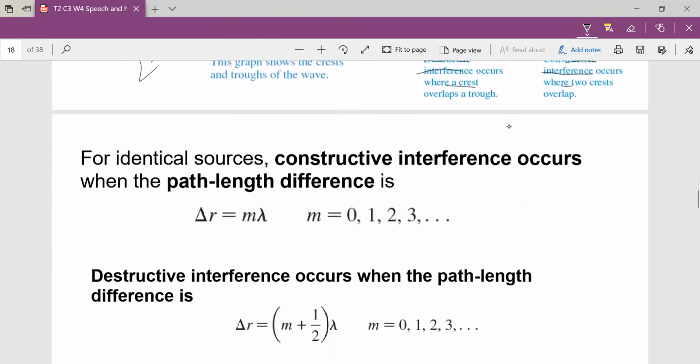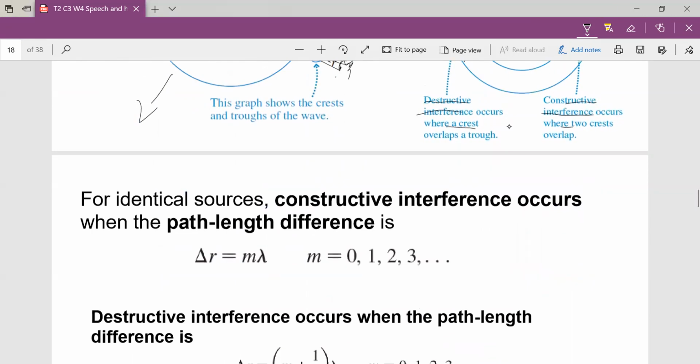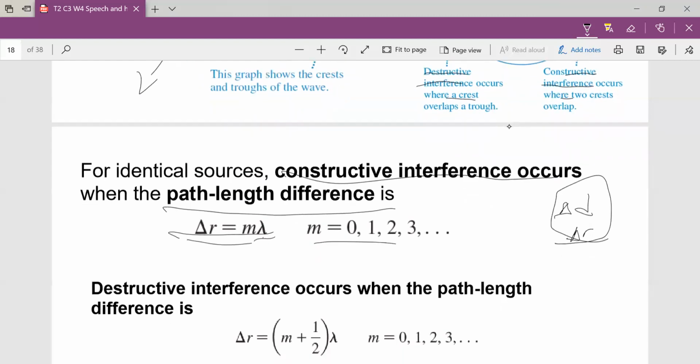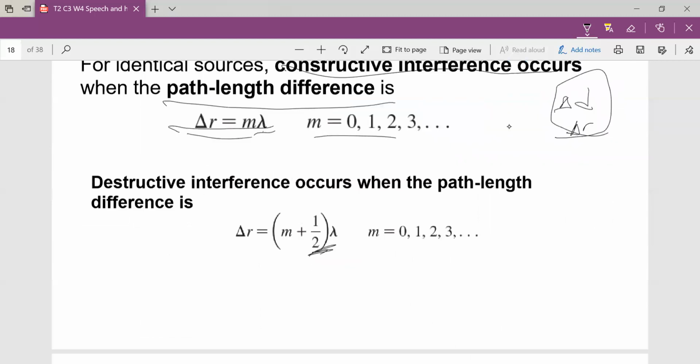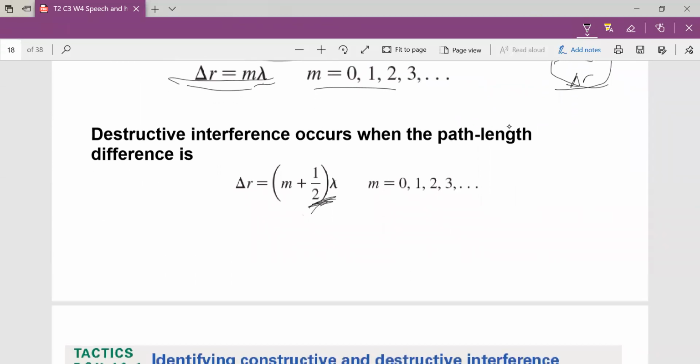So we see that for spherical waves, in the other case we used the path length description changed in d, and here we're using the path length description changed in r. It's the same thing, talking about difference. For constructive interference, it's the same, m lambda, where m is an integer, and for destructive, it's a fraction of lambda, which is half lambda. So it's the same thing as what we have seen.